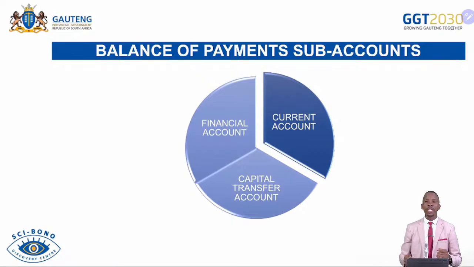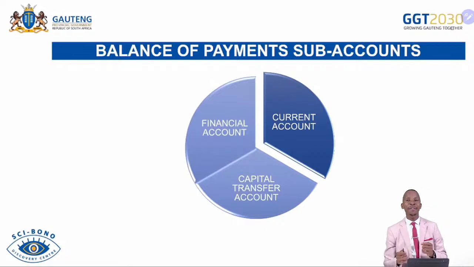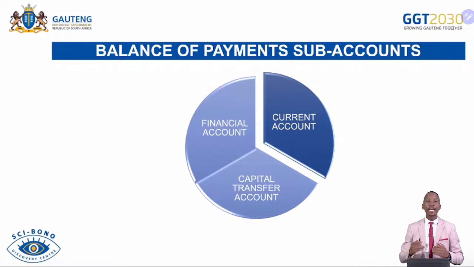And then we continue. We talk about income payments. In that case, we subtract that amount of money because it's the income paid out for the foreign factors of production. We talk about payment for services. Those are services that South Africa has imported and has to pay for.